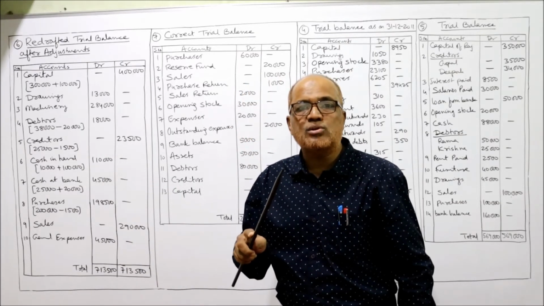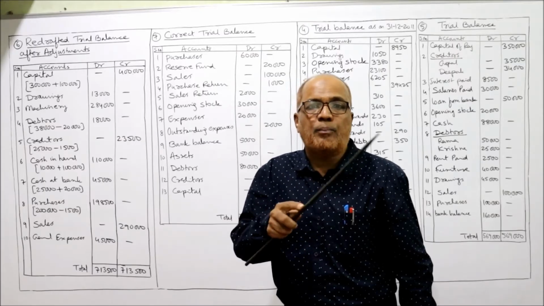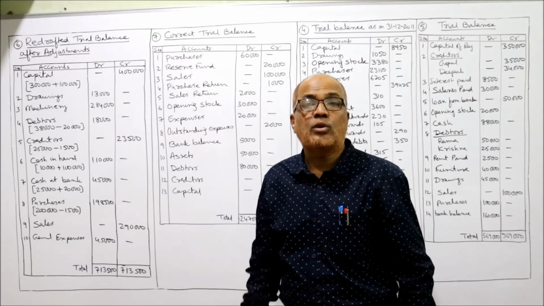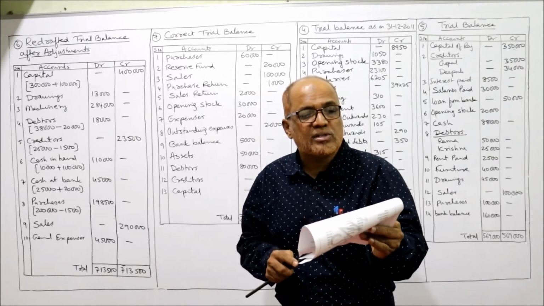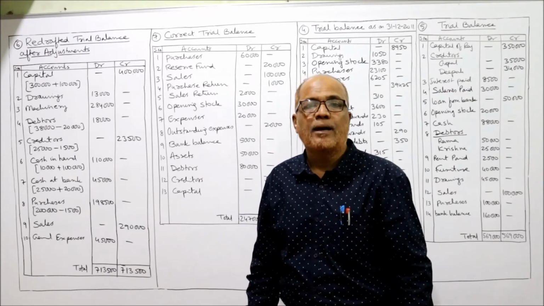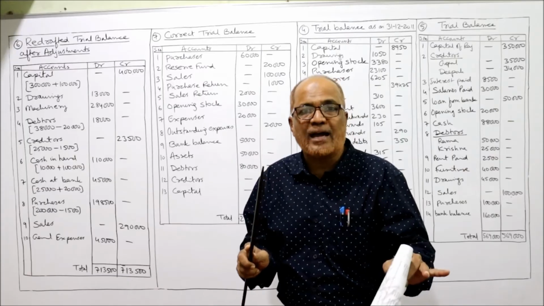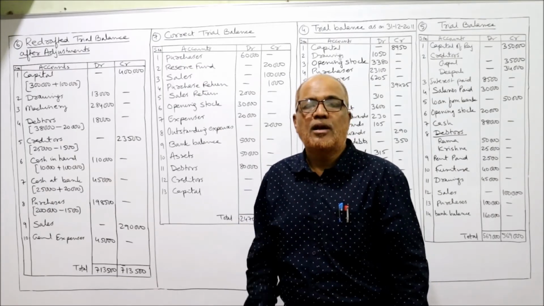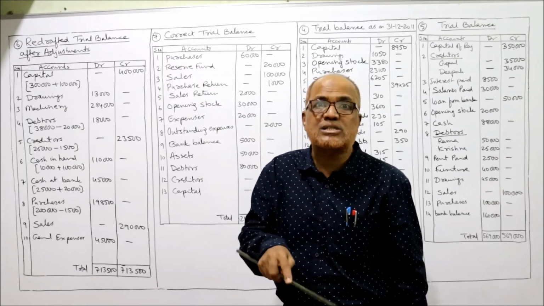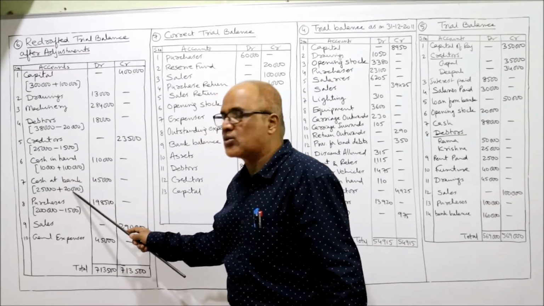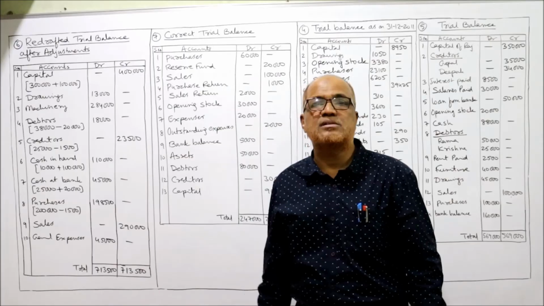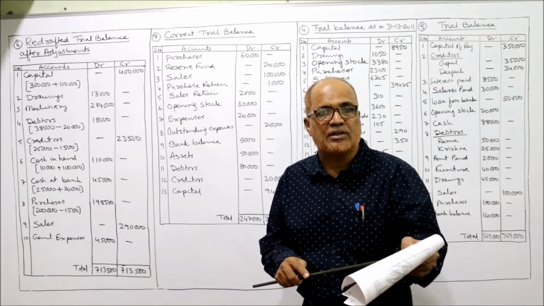And that 20,000 rupees check we have deposited in the bank. The bank balance will increase. How much was the cash at bank? 25,000 rupees was the bank balance before adjustment. Now 25,000 plus 20,000, so 45,000 rupees is the new bank balance after adjustment.